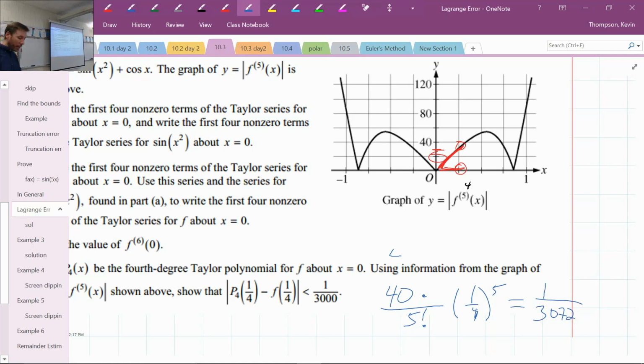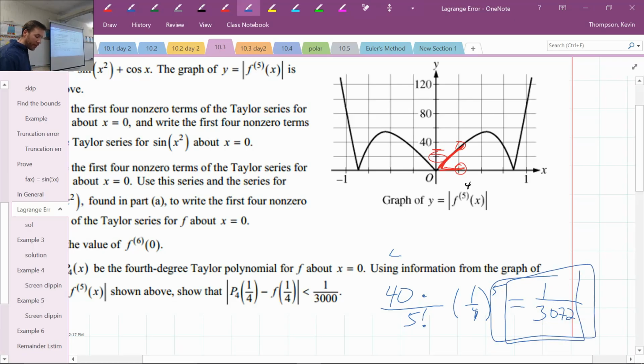Did I prove that the error is less than? So really, if we were going to make the guarantee, we'd feel really safe saying that the error is less than 1 over 3072.